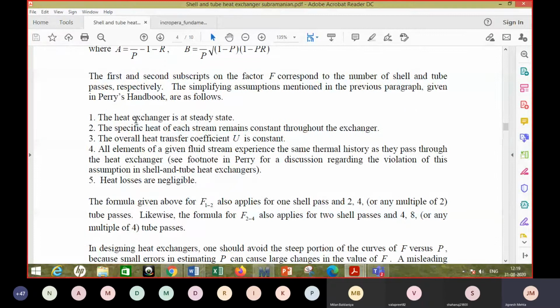And there are certain assumptions which are generally made while analyzing a shell and tube type of heat exchanger problem: that it is a steady state process, that the specific heat of each stream remains constant, and that the overall heat transfer coefficient also remains constant. The elements of a given fluid stream experience the same thermal history as they pass through the heat exchanger, right? And heat losses are negligible. That is, whatever heat transfer is taking place is between the two fluids, right?